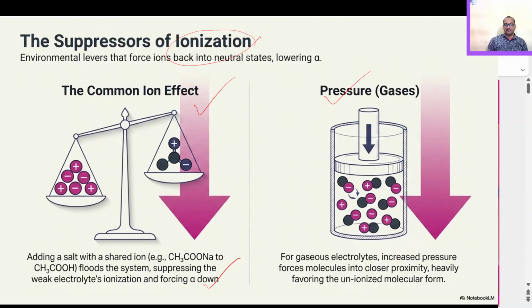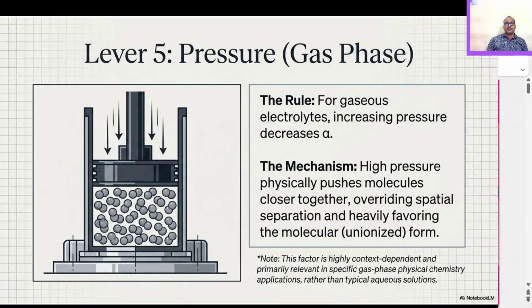Similarly, for a gaseous system, if you increase the pressure heavily, there will be a decrease in ionization, favoring the unionized molecular form under high pressure. So for a gaseous electrolyte, increasing pressure will decrease alpha. High pressure physically pushes the molecules closer together, overriding the spatial separation and heavily favoring the molecular, unionized form.